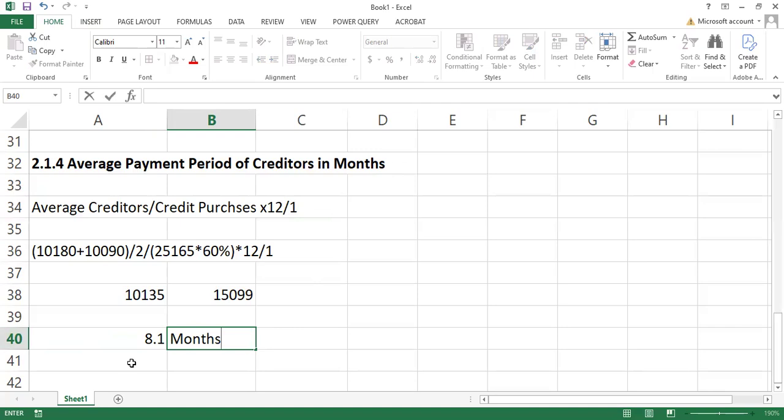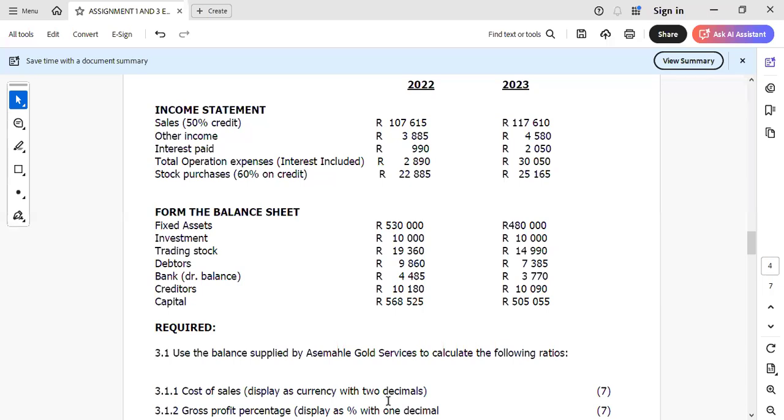I hope you understand it. So let me just show you a little bit. This one is the information, and then the calculations are these ones.